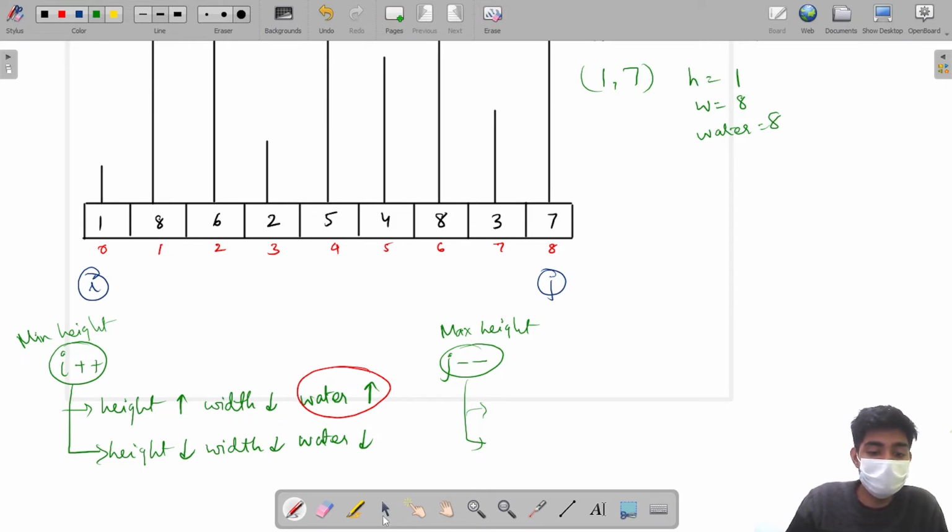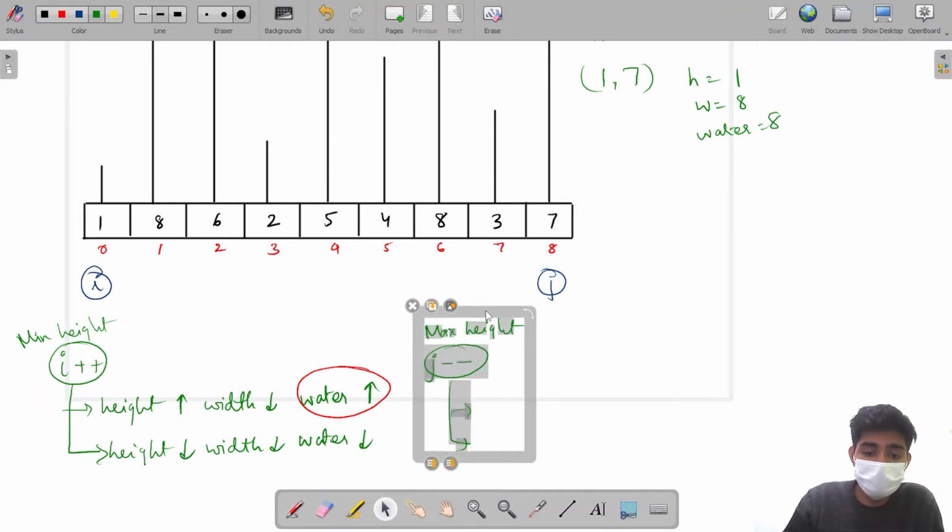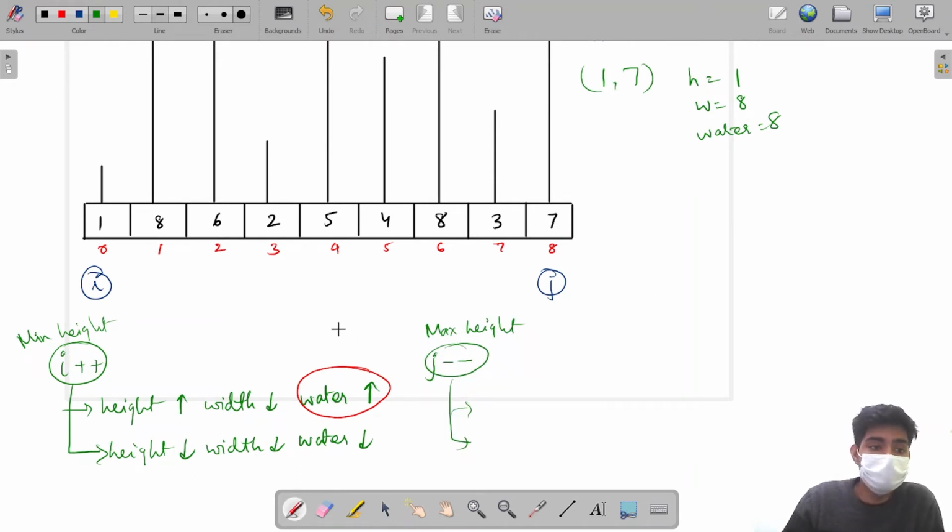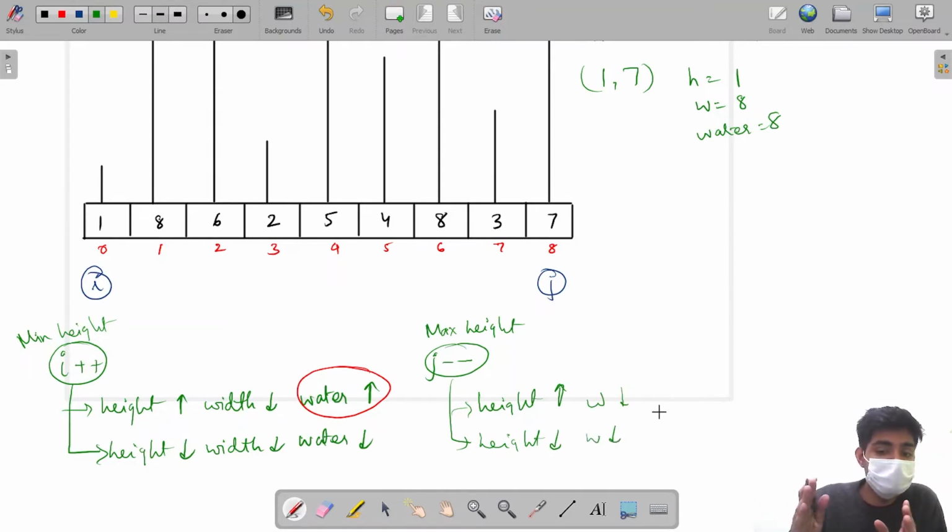So let's say I'm at this 1,7. If I increase i, I will be at 8,7. So my height has increased, and there's a chance that my container capacity will also increase. Now let's discuss this for j. What will happen if we do the same thing to j? If we decrease j, either height can increase or height can decrease, but my width will decrease regardless, because the range is decreasing.